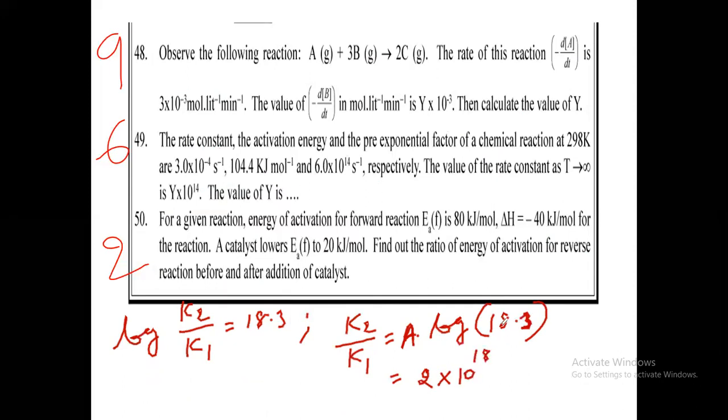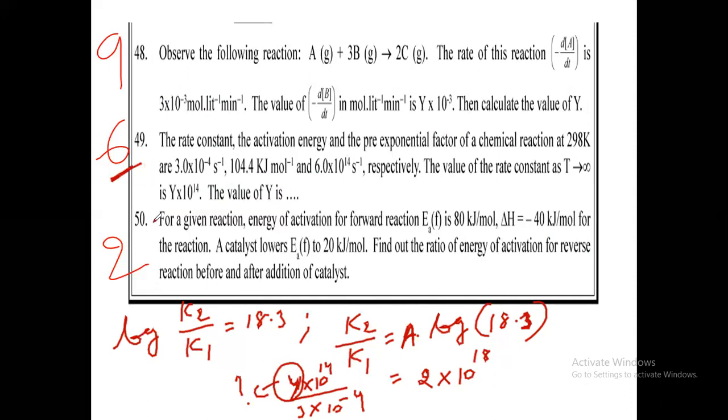Before the decimal, what is the value? 18. So K2 by K1 is 2 into 10 power 18. Now what is the K2 value that we have to calculate? K2 value is Y into 10 power 14. K2 by K1 value is 3 into 10 power minus 4. So this Y value we have to get. What will the Y value be?